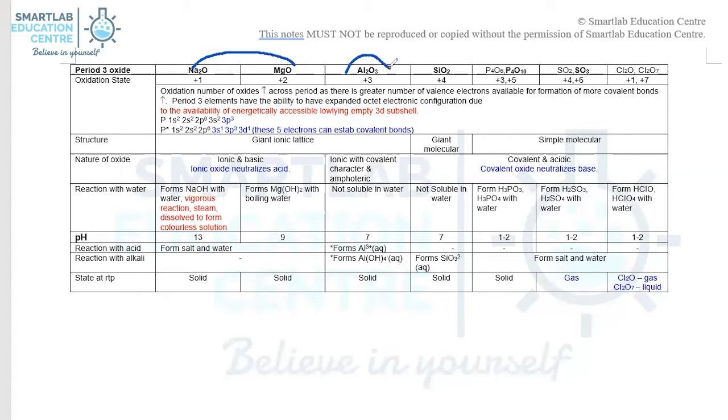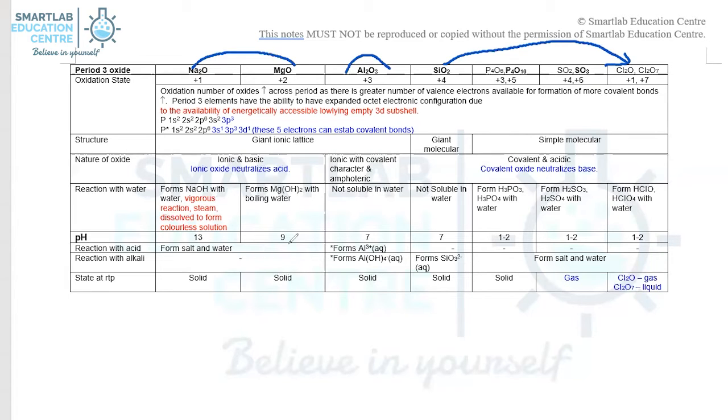For aluminum oxide, it is amphoteric. And bear in mind that it is an ionic compound, though it does display covalent character, primarily because your Al3+ has extremely high charge density that's able to polarize the electron cloud of the anion. But predominantly, aluminum oxide is still ionic. From silicon dioxide onwards, they are all non-metal oxides, and if you're non-metal oxides, you are covalent oxides, and obviously you are going to be acidic.